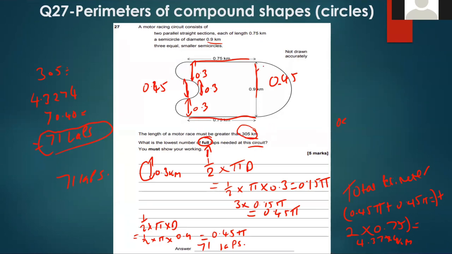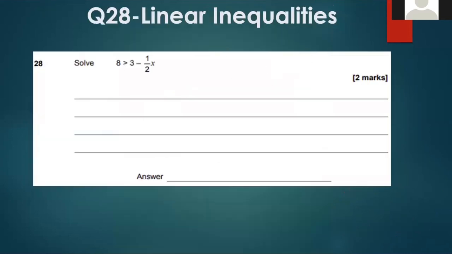So what I've done here is I've worked out the semicircle here. I worked out the area of this circle and then times it by 3, because there's 3 lots of them. I times these two together, added them all up, divided it by 305 to see how many laps I have to do, and then that bit rounded up because the distance needs to be greater than 305, okay? Hope that makes sense. Hand it over to Abdallah for question number 28.